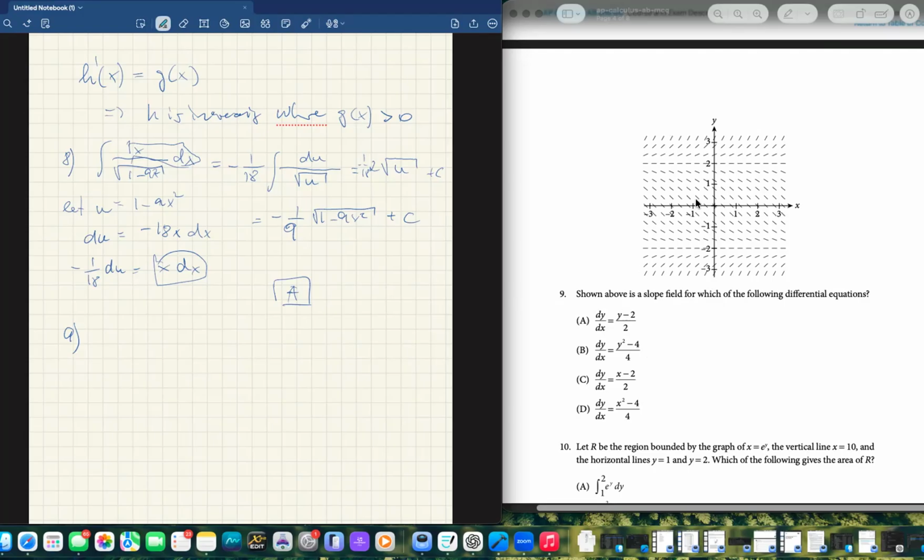2 turns this one to 0, but negative doesn't. Negative would be -2 for this. 2 turns this one to 0, and -2 also turns this one to 0. So this is the one. So B is the one.